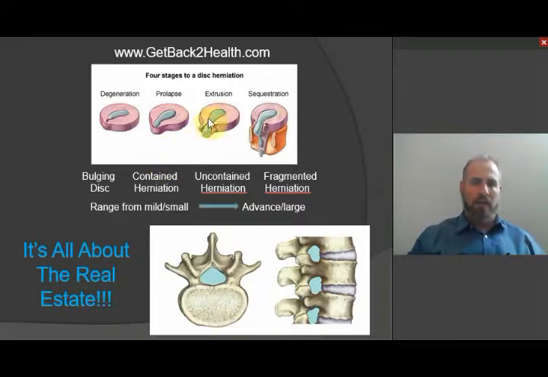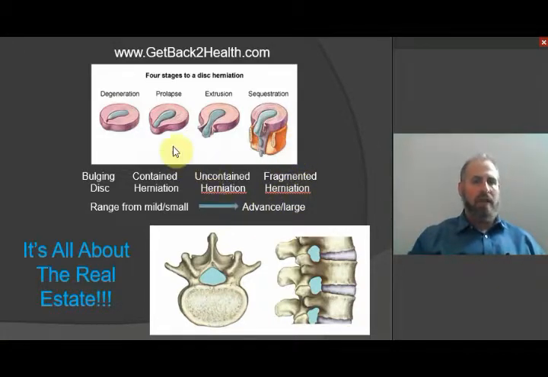The next thing that can occur though is that jelly can actually break all the way out through that disc material, and we call that an extrusion. You may have also heard it referred to as an uncontained herniation. And then finally, as the jelly-like material squishes out, you can get little pieces of the jelly that break off and become free-floating fragments. This is called a sequestration. You may have also heard it referred to as a fragmented herniation.